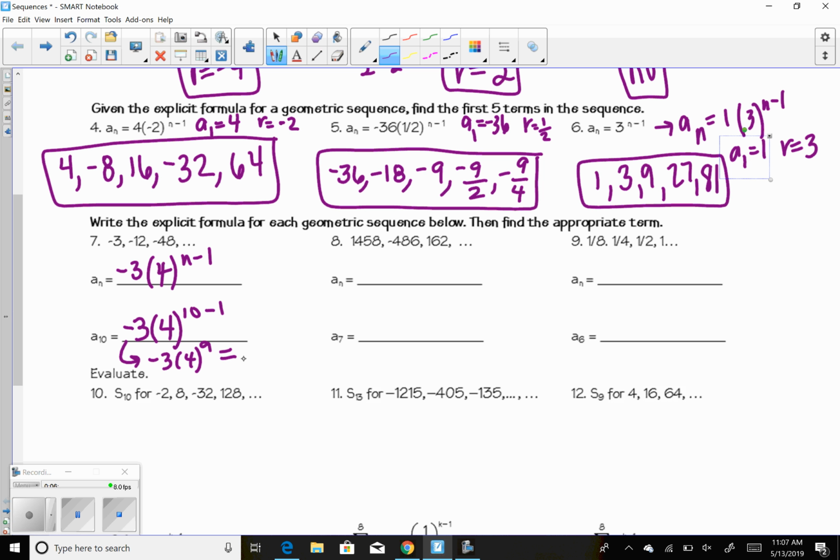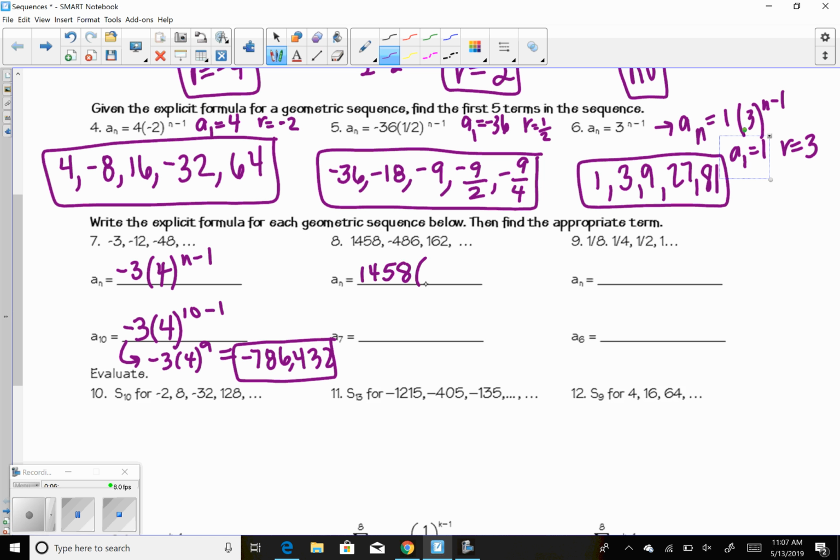So we get -786,432. So the 10th term in that sequence is -786,432.